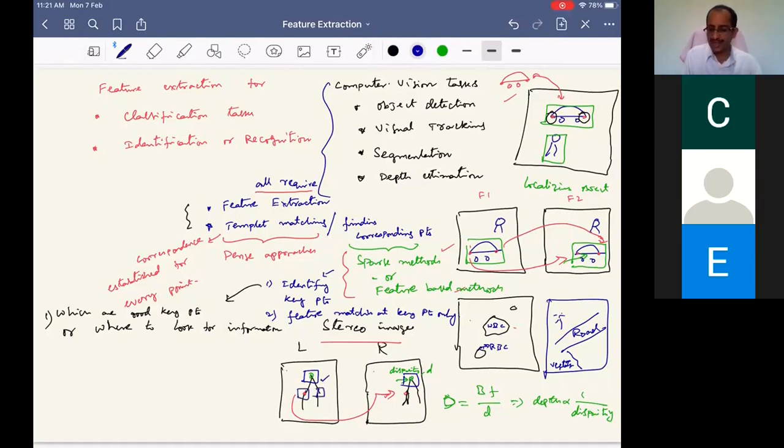So now if we see all these aspects, the very potential points, the key points to look at for information, easily distinguishable or high information, are the corner points. Now, what is the speciality about these corner points?